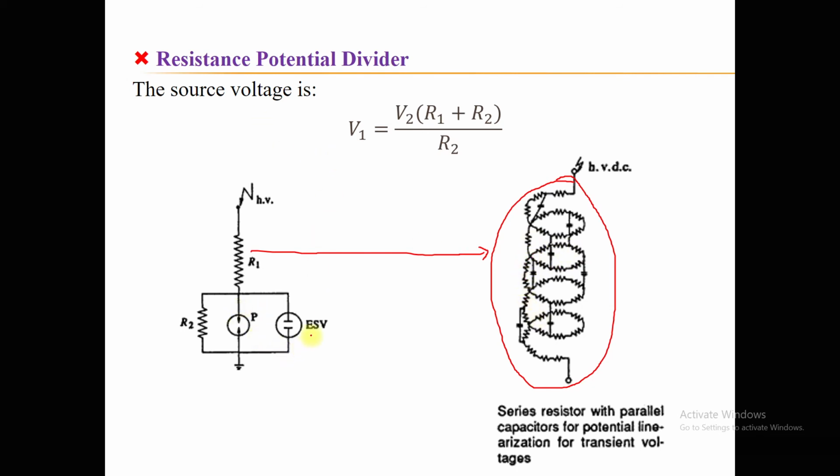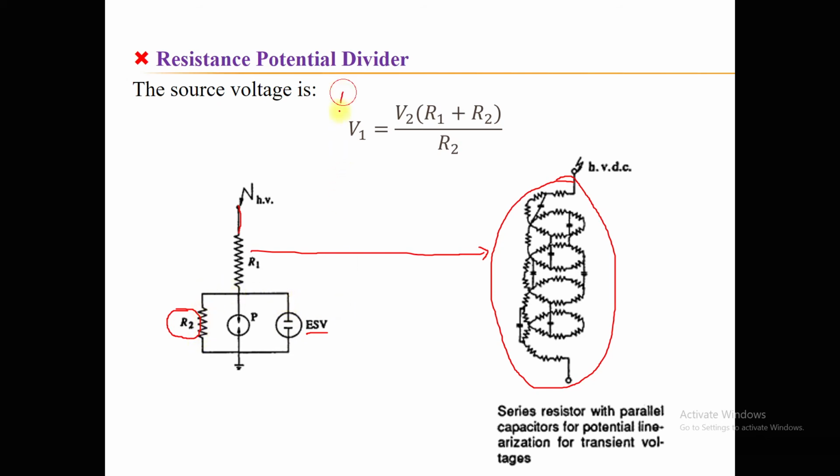Simply over here, ESV represents the electrostatic voltmeter. The requirement of this electrostatic voltmeter is to measure the voltage drop available across the low voltage arm of this potential divider. So this R1 is your high voltage resistor, which is connected directly with the high voltage source, and the meter is connected across the low voltage arm.